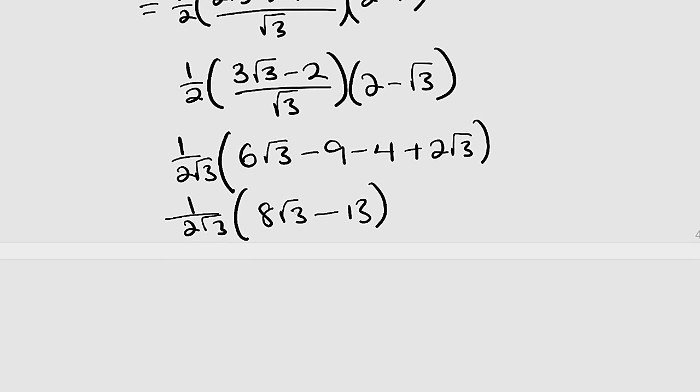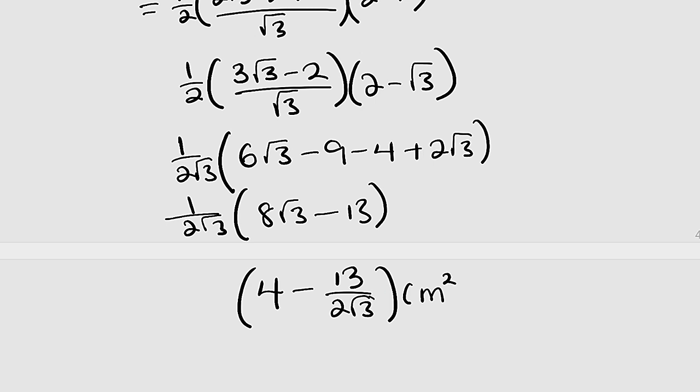From here we can divide. This times this, the root 3 and root 3 will cancel, and we have 8 divided by 2, which is 4, minus this times this will give us what? Negative 13 divided by 2 root 3. And this is our final answer. This is the area of that trapezoid.